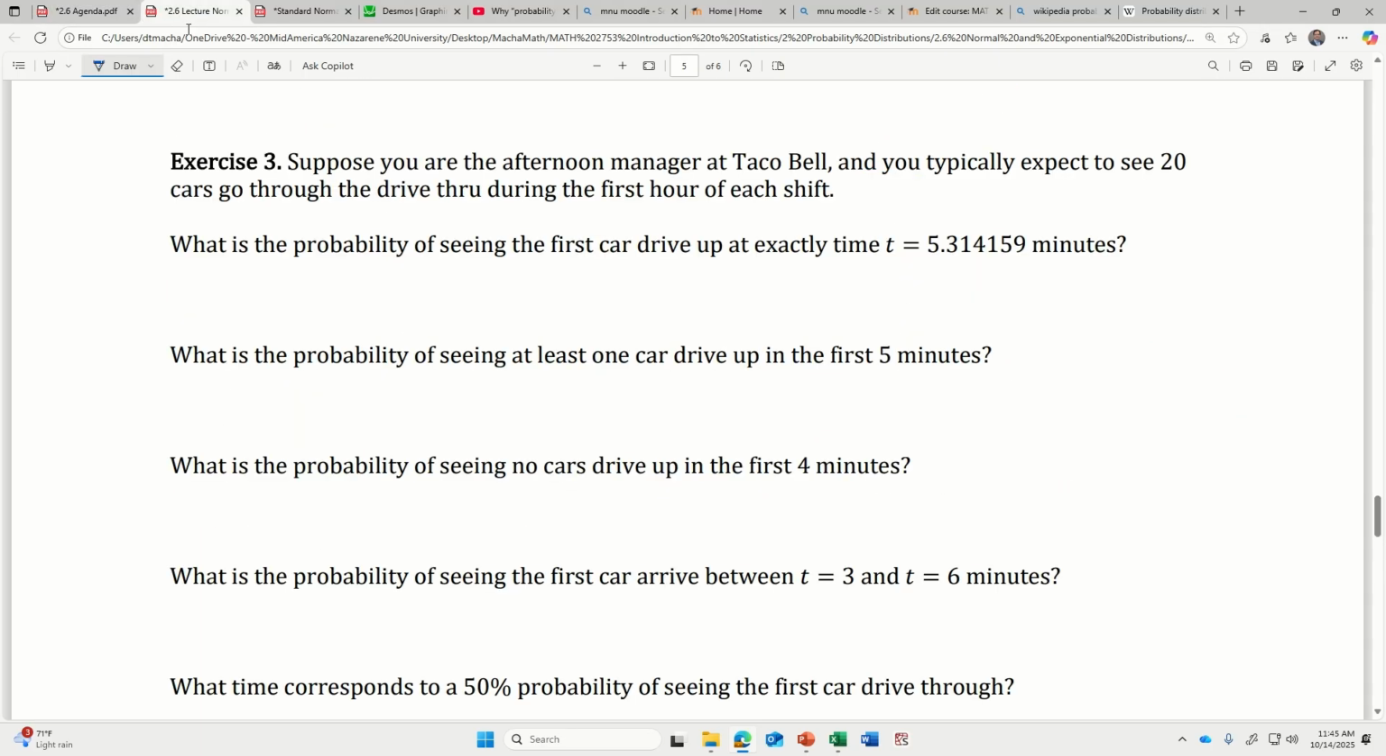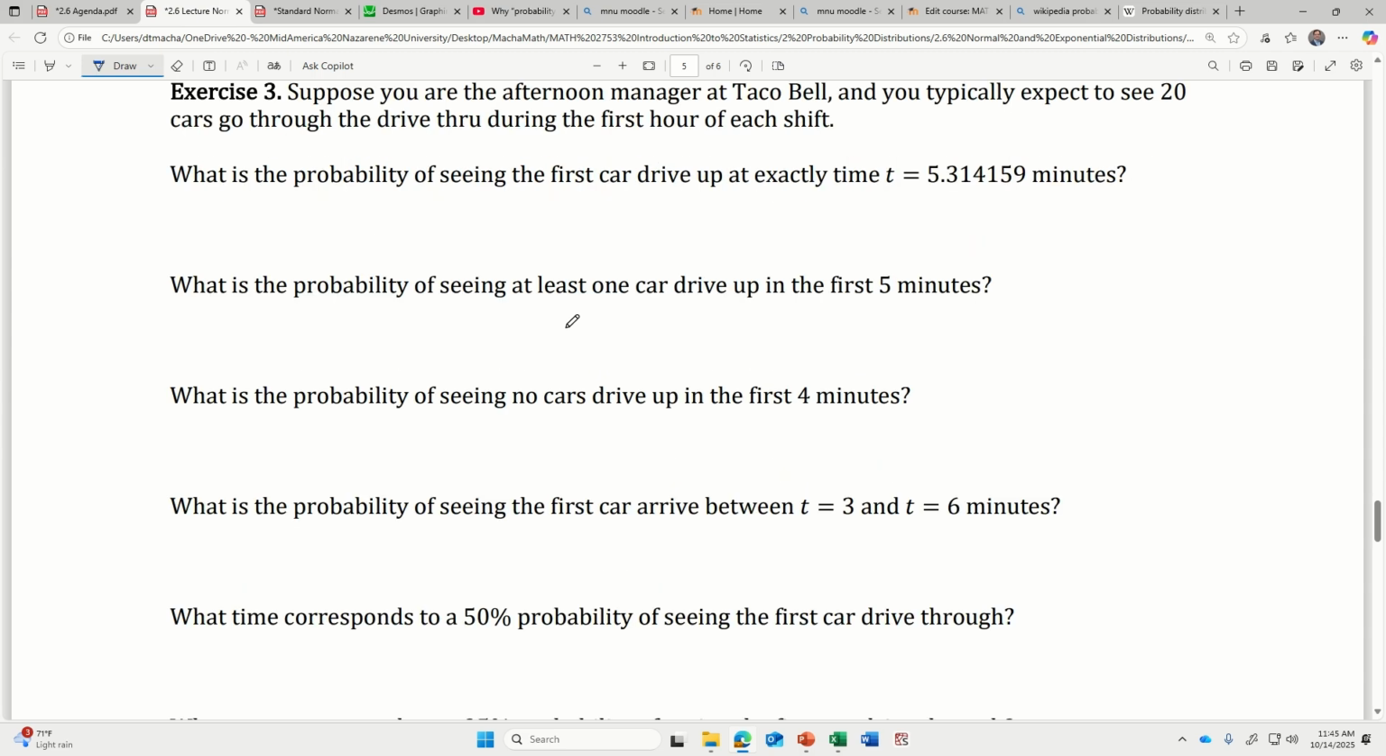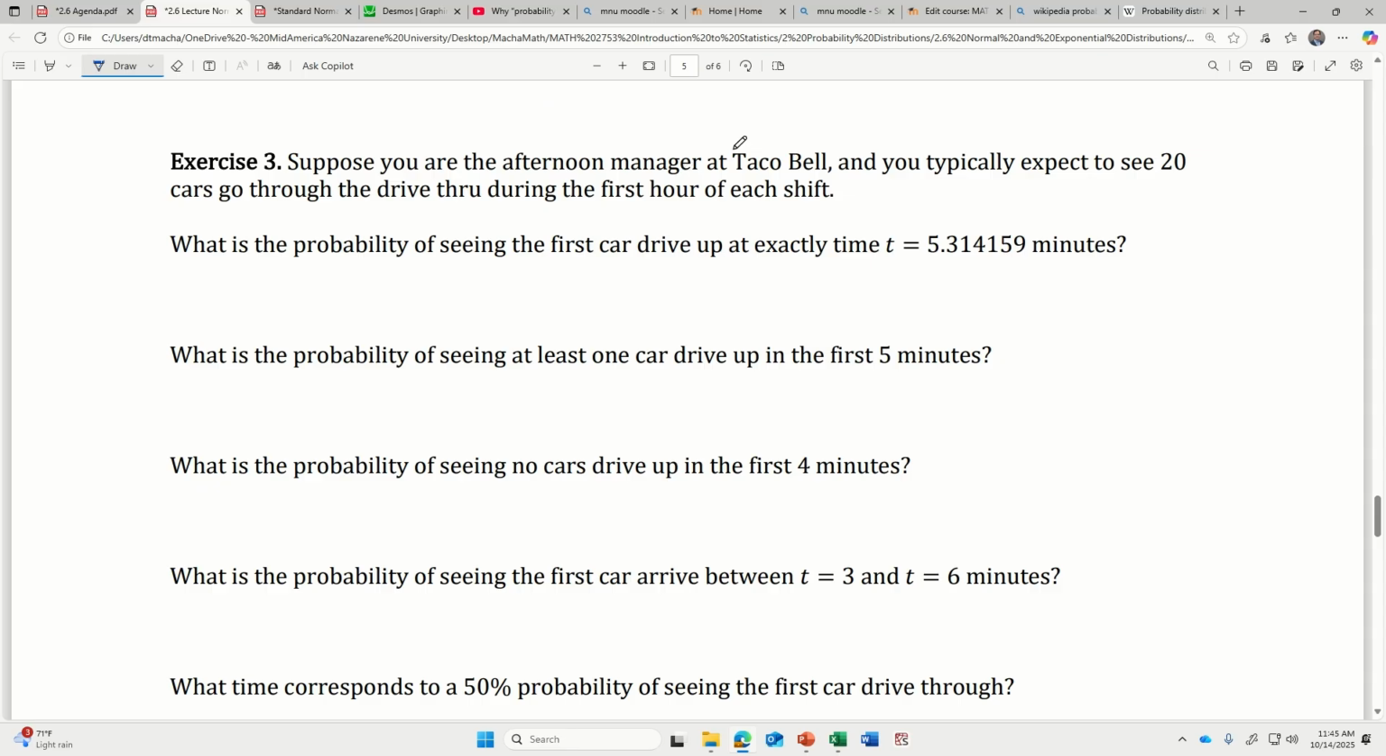Anyways, we're working on these problems. We're trying to do as much as we can in 15 minutes. Suppose you are the afternoon manager at Taco Bell and you typically expect to see 20 cars go through the drive-thru during the first hour of each shift. So this is what I would call an expected frequency.